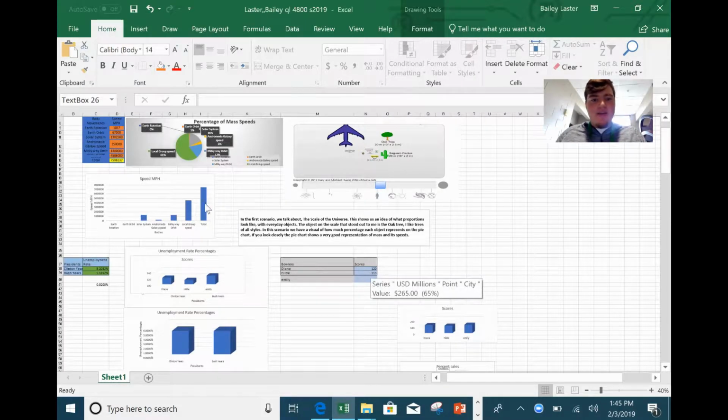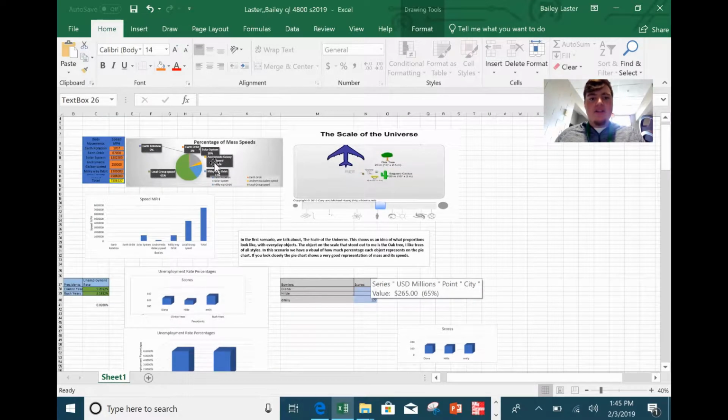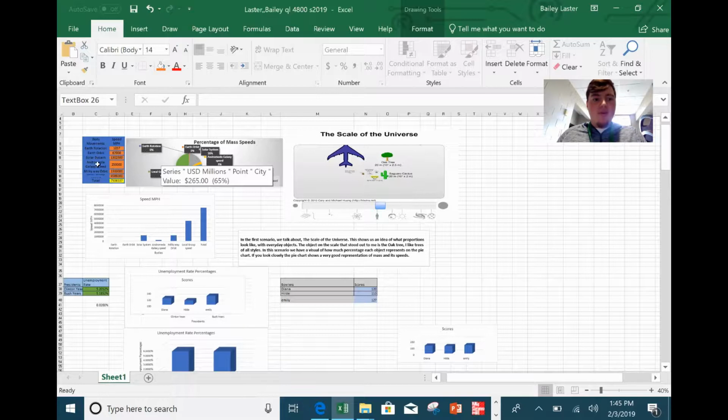So here in this area of the first scenario, we have a pie chart, and the pie chart shows percentages of mass speeds. Over here to the left in the blue, it shows the body movements and what they represent. We also have a bar chart, and it has the axes titles, and on the left it says speed, miles per hours, and on the bottom it says bodies.